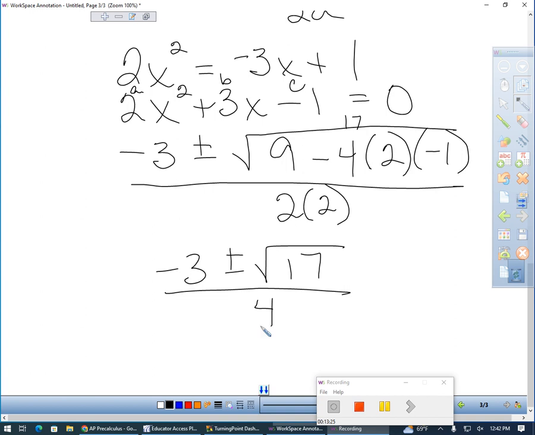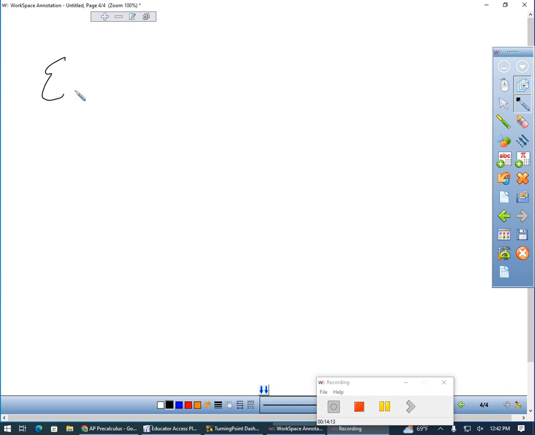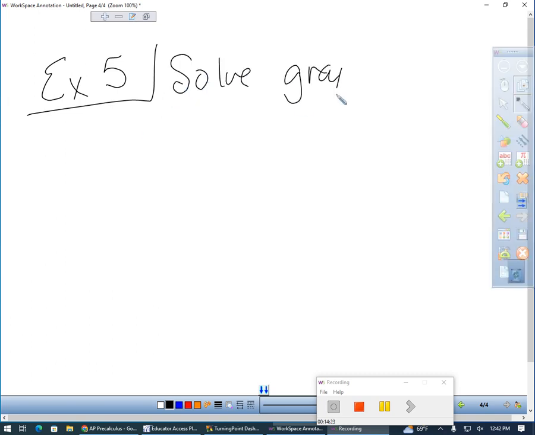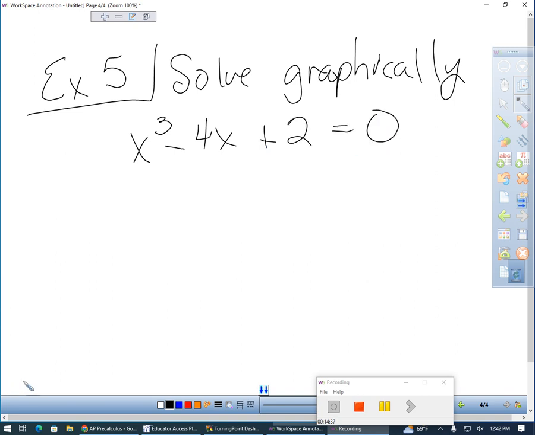All right, let's go to example number 5. For example number 5, I want you to solve graphically. Let's say I have x to the third minus 4x plus 2 equals 0. If we're going to solve this graphically, we need to know where this crosses the x-axis.